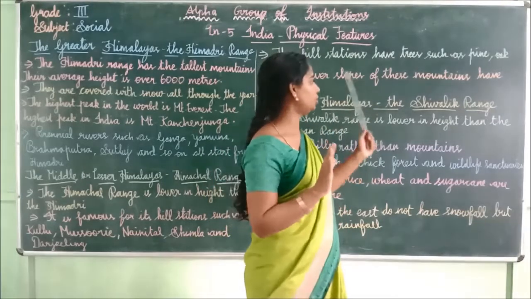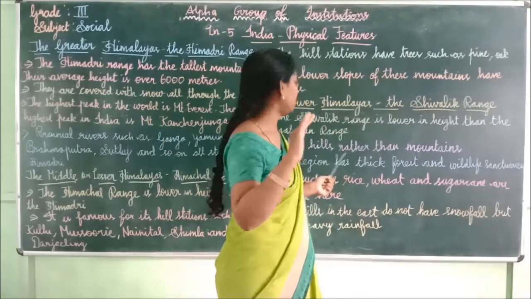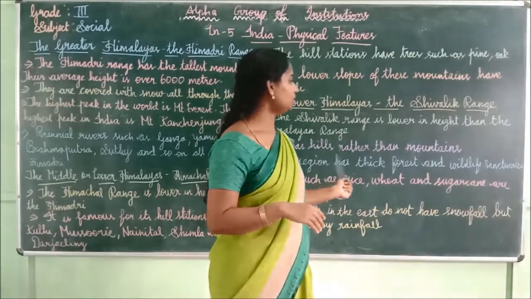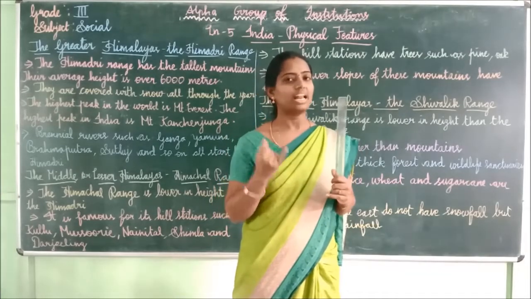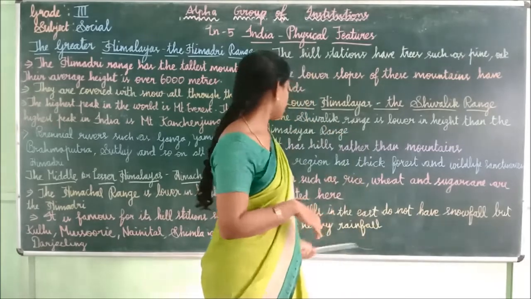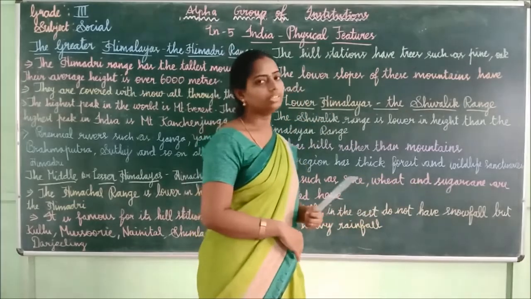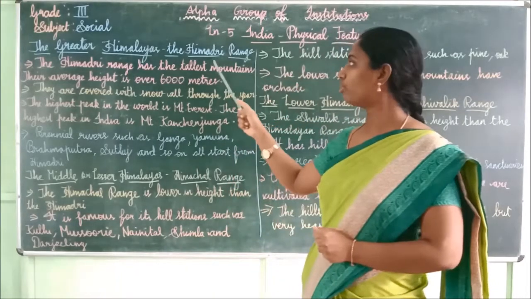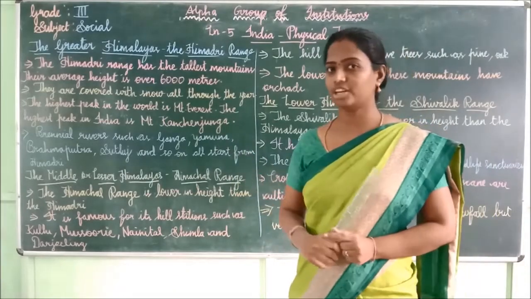Okay children, this is all about the Shivalik. What they said, it is lower in height than Himachal, and it is mostly covered with hills rather than mountains, and the region has thick forests and wildlife sanctuaries. Many crops such as rice, wheat and maize are cultivated here. Okay, the last one is hills in the east do not have snowfall but have heavy rainfall. So this is all about the northern mountain range. I said it before about Himadri, Himachal and Shivalik. Are you all clear about this, children? It is very interesting to know.